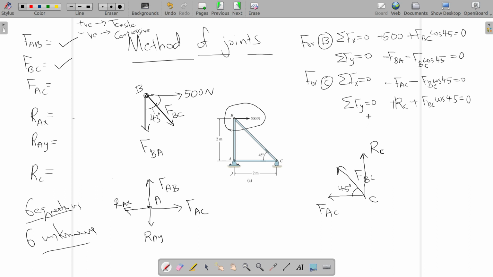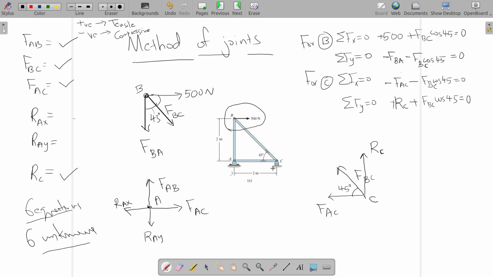So that is 0. Now we have already calculated the value of FBC, right? FBC is already calculated. So substituting FBC here, we'll get FAC, and if that is positive, we'll say it's tensile, and if that's negative, we'll say our assumption was wrong and it's compressive. And once you know about FAC and FBC, again you only need FBC here. Substitute FBC here and you'll calculate RC.